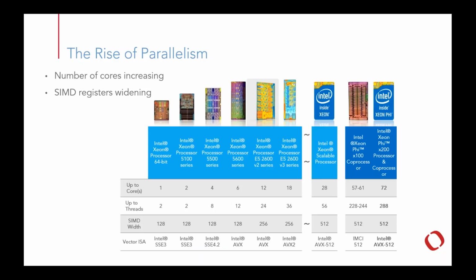If you look at recent Intel processors, you could see that if you compare to the first Intel Xeon 64-bit one released in 2004, cores have risen from 1 to 28 in the most recent Intel Xeon Scalable processor, and in the Xeon Phi family it's even more, up to 72 cores.